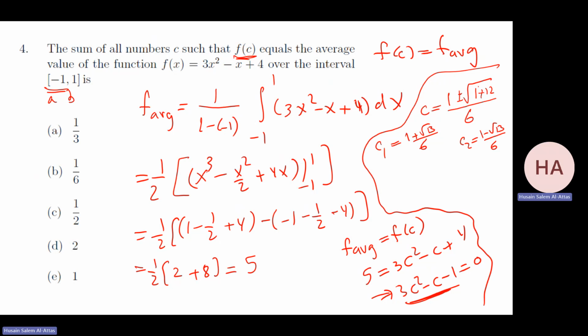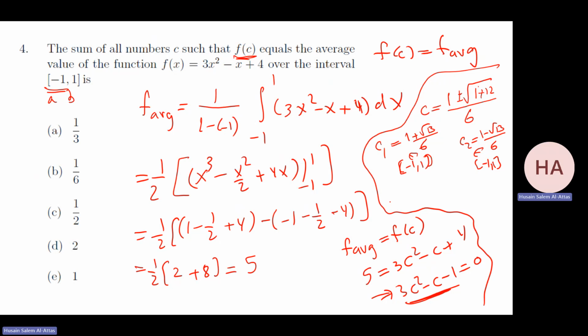I need to be sure these values are between minus 1 and 1. Square root of 13 is what? I know square root of 16 is 4, so this is something between 3 and 4. 1 plus a value between 3 and 4, over 6, for sure will belong to the interval minus 1 to 1. This one, 1 minus 3 or 4, will also give me a value between minus 1 and 1.